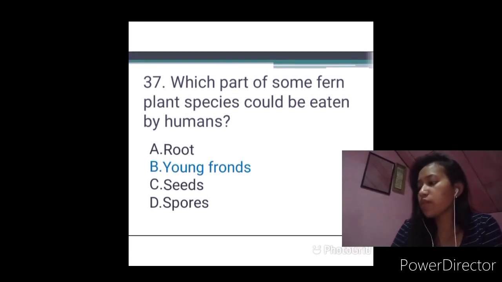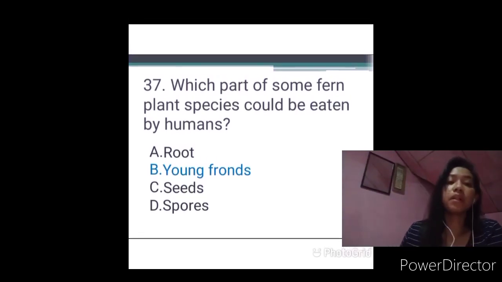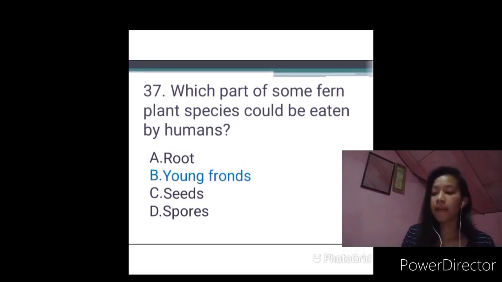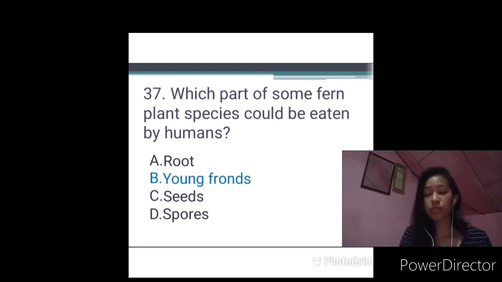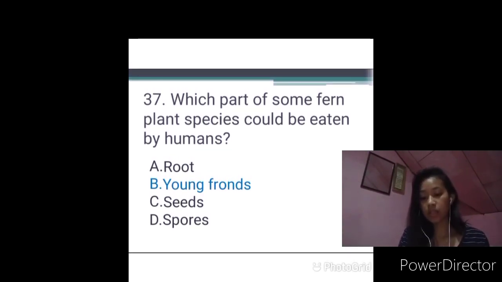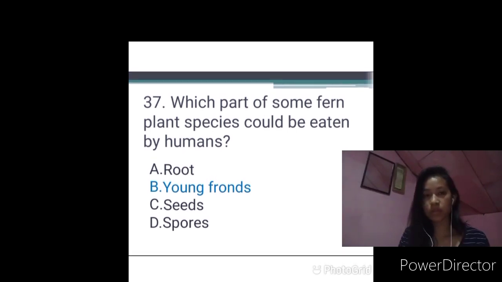So which part of some fern plant species could be eaten by humans? A. Roots. B. Young ferns. C. Seeds. Or D. Spores.